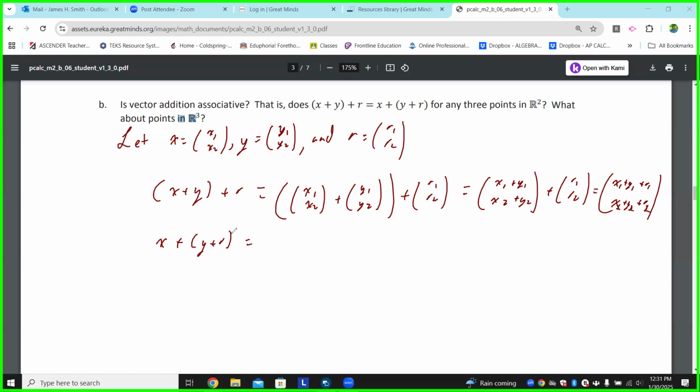Ready? Still see some pencils moving. Just make sure you're awake. Your pencil wasn't moving, and then it started moving again. All right, ready? So the first thing I have to do is do what? I need to add the y plus r first.